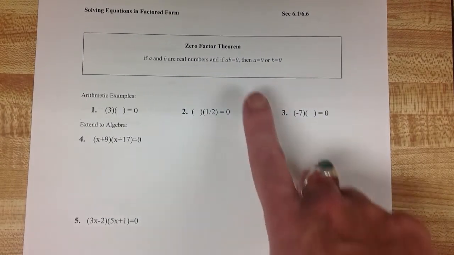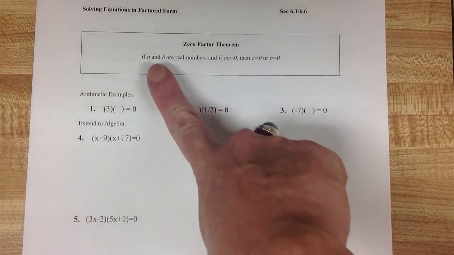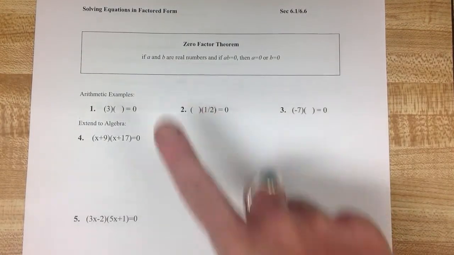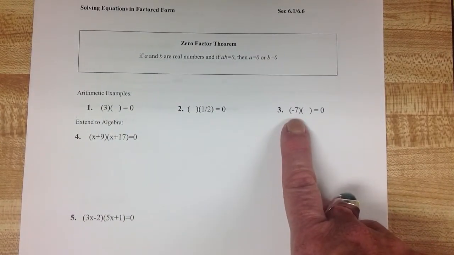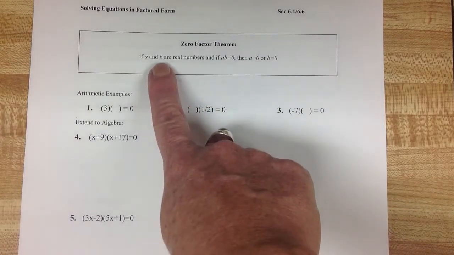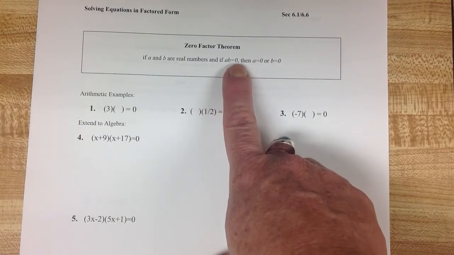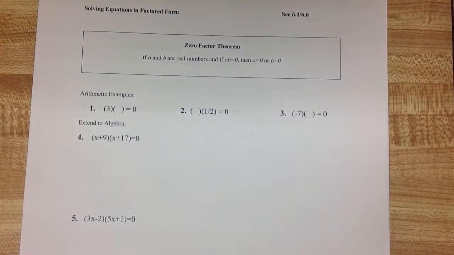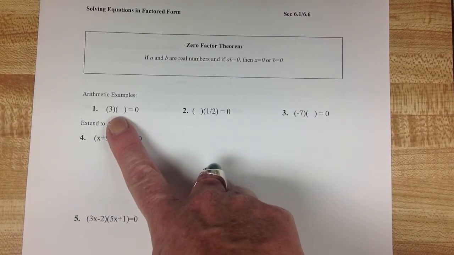The first thing that we need to discuss is the zero factor theorem. The zero factor theorem is the rule in math that says if A and B are real numbers, meaning that they are whole numbers or fractions or negative numbers, any kind of decimal number, and if their product is 0, when you multiply them together you get 0, then either the A or the B has to be 0. There's no way to get an answer of 0 for multiplication unless one of your factors is also a 0.